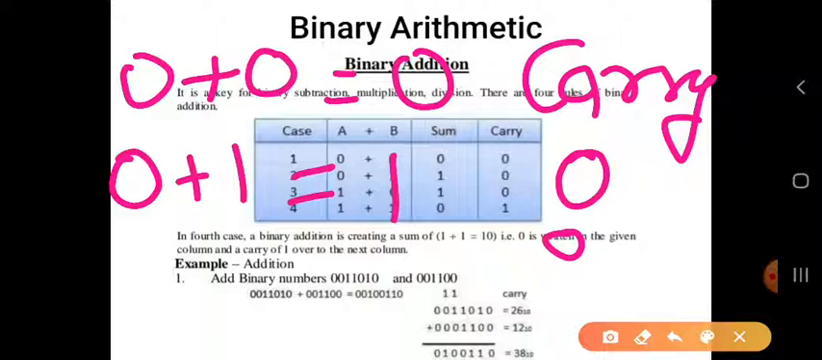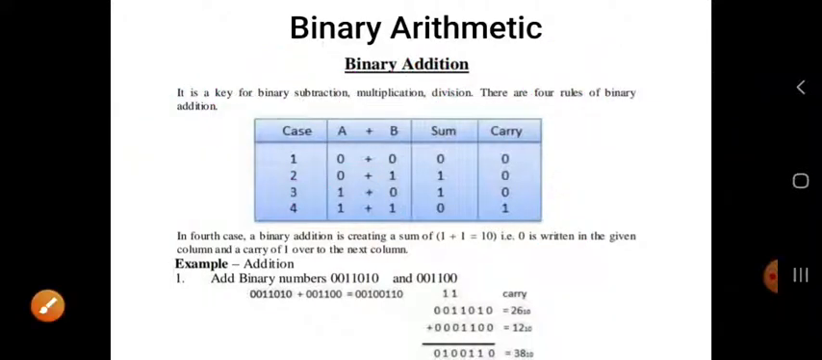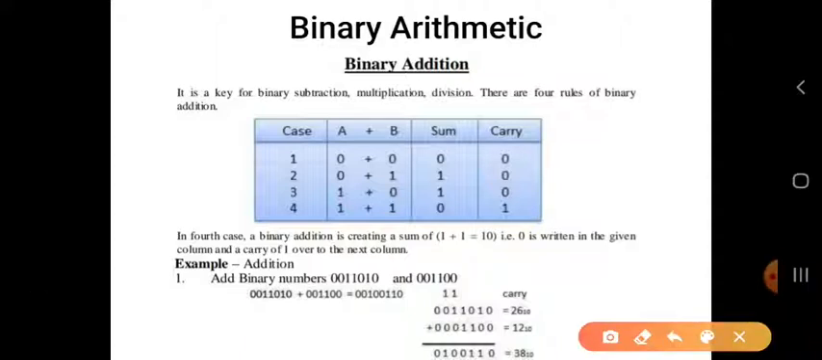The next case is 1 plus 0. Here also you see 1 plus 0 will give you a 1 and carry nothing, because here also when we add 1 plus 0, it comes in one digit, so there is no carry.